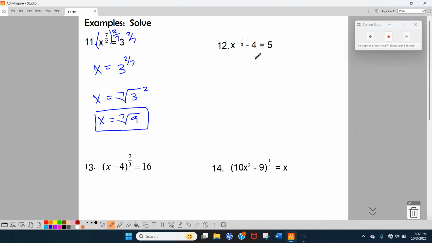All right, number 12, we're going to add 4. And then we're going to raise both sides to the negative 3 power. So that'll make this just x. And then this will make this 1 over 9 to the 3rd, or 1 over 729. Almost said that, but I thought I was wrong. So I checked it with my calculator.